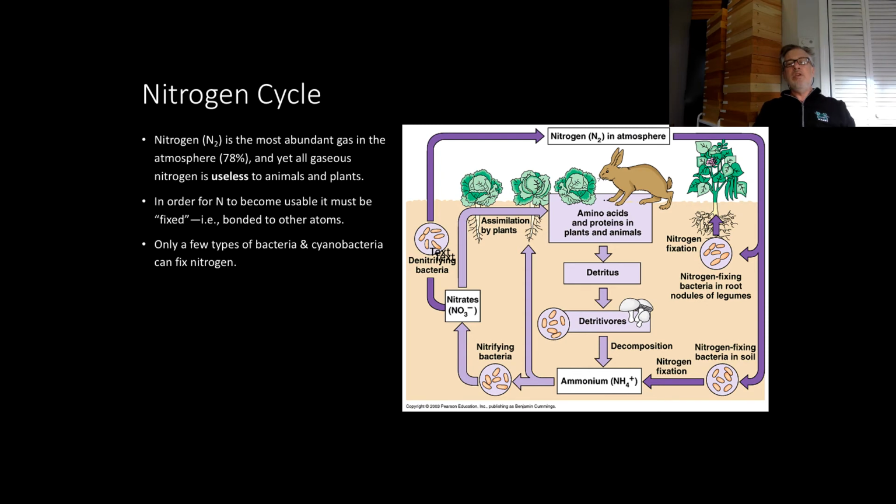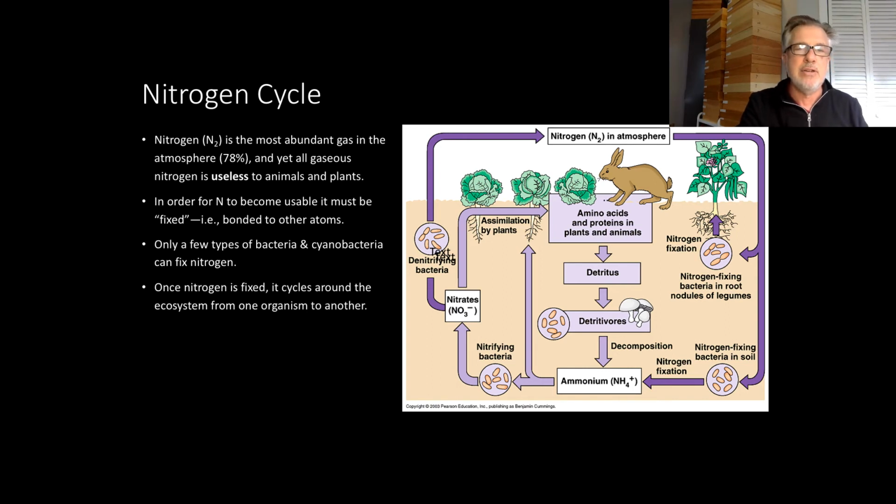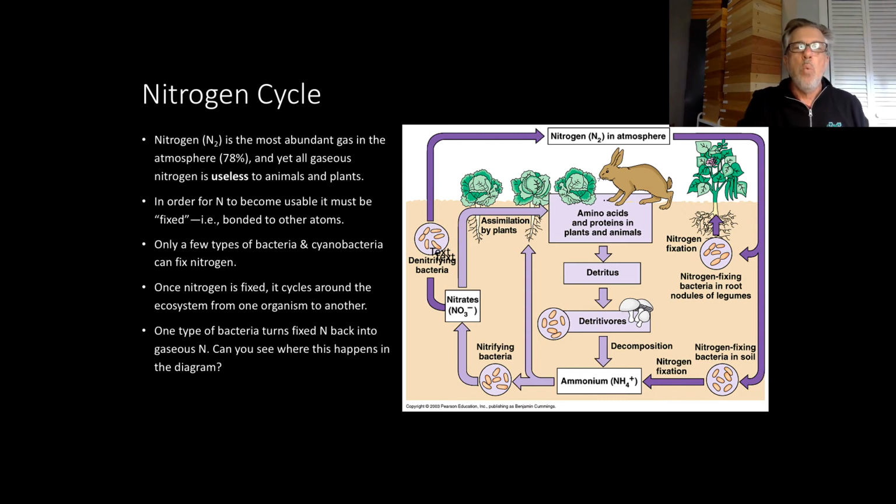There would be no animal and plant multicellular organism-based ecosystems without these single-celled prokaryotic organisms that actually can take atmospheric nitrogen and turn it into biologically useful compounds. I want you to think about that. To me, that's always a very heavy concept. Once nitrogen is fixed, it cycles around the ecosystem from one organism to another. One bacteria turns fixed nitrogen, however, back into gaseous nitrogen.